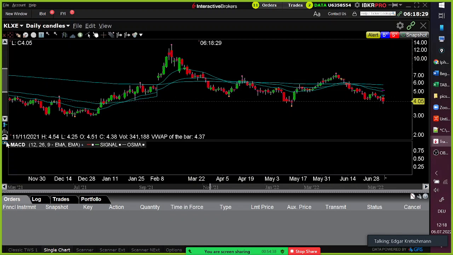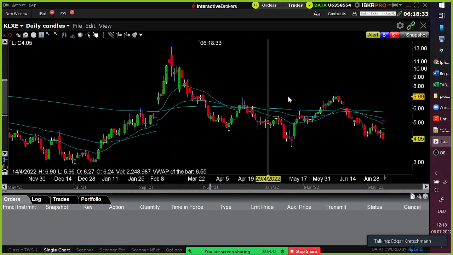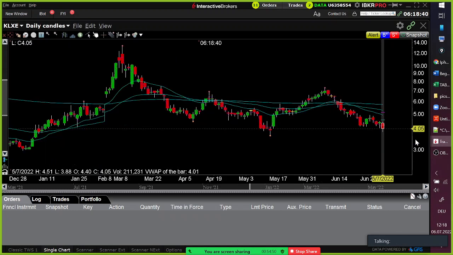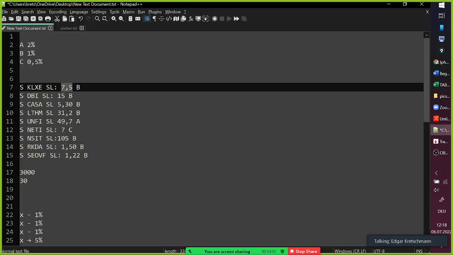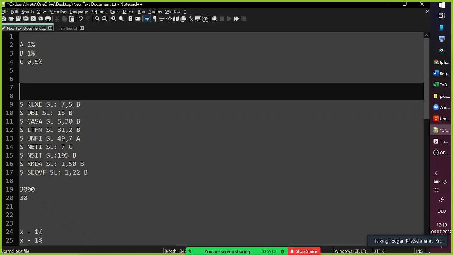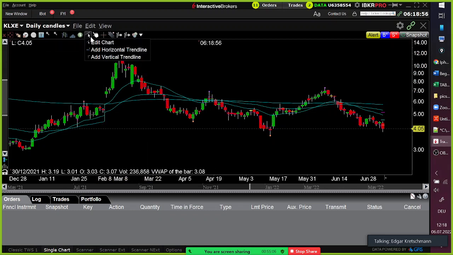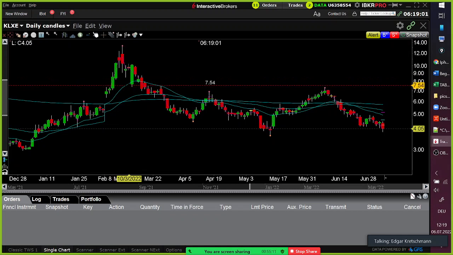I don't want to use the MACD right now. So here we have the chart. These are candle bars, and we are now at 4.5. The price is now at 4.5. And he said, put in a stop loss at 7.5 at 1% risk. Why did he say 7.5? Let's put in a horizontal line. 7.5 is right here.